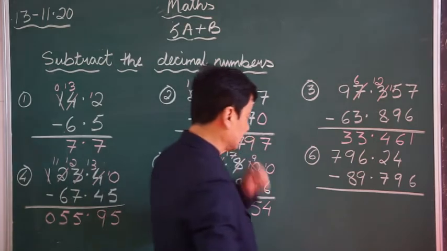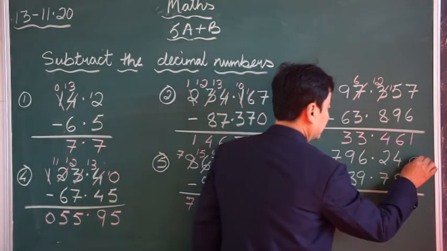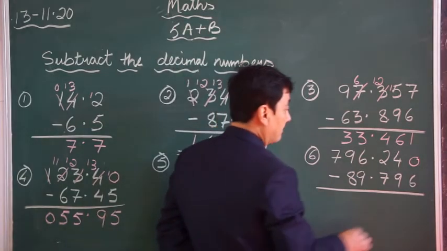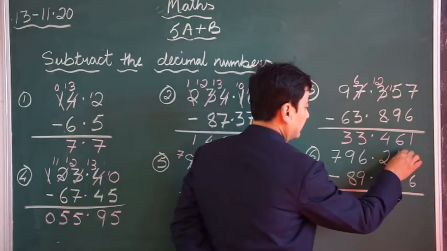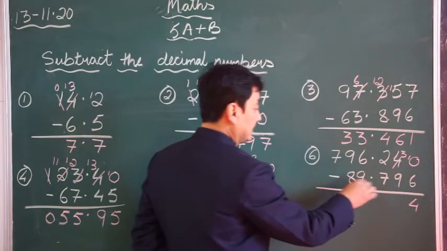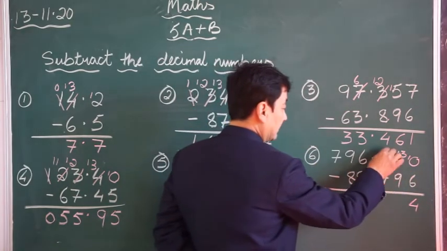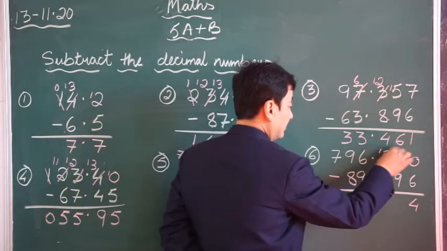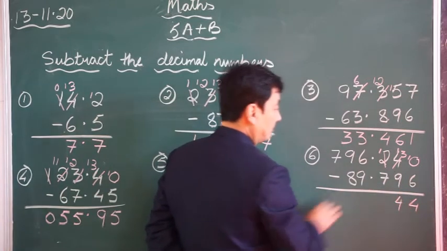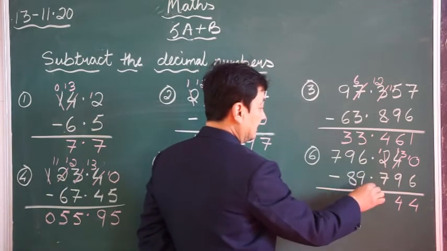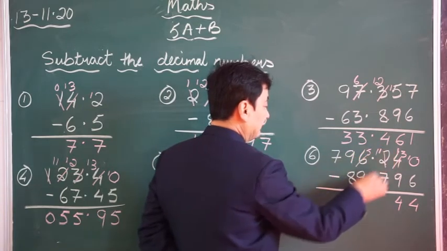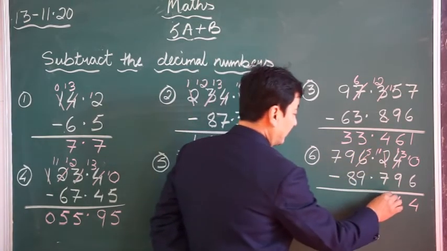Let's do the last sum now. Put a 0 there because there's no number. So what should we do now? Borrow. 10 minus 6, 4. 3 minus 9, we cannot, so we must borrow. 13 minus 9, 4. Okay? 1 minus 7, borrow from 6. 11 minus 7, 4.